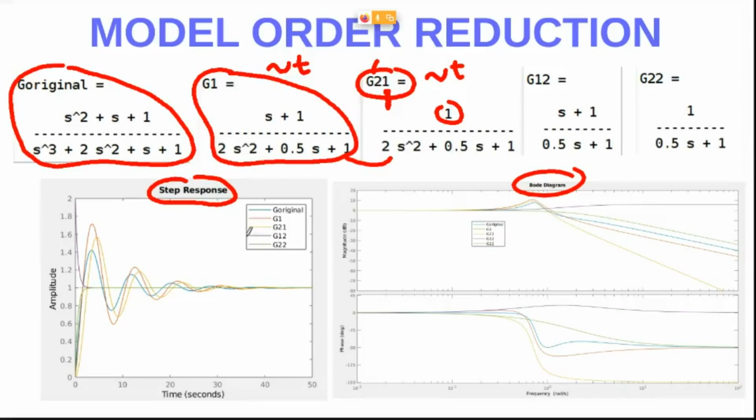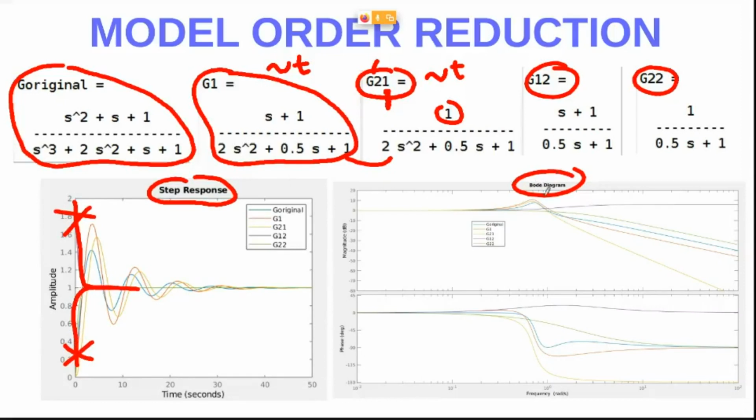As you can see, this purple line and the green one, these 2 transfer functions, they have nothing to do with the original because one is doing this and the other one is doing this. So absolutely, they are not interesting.